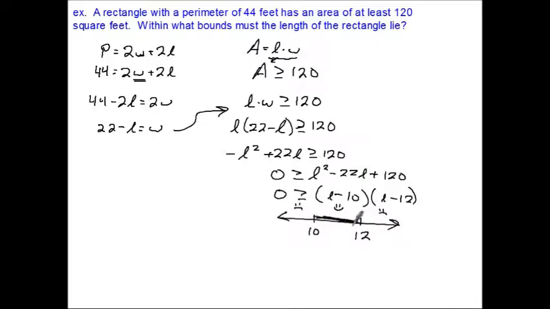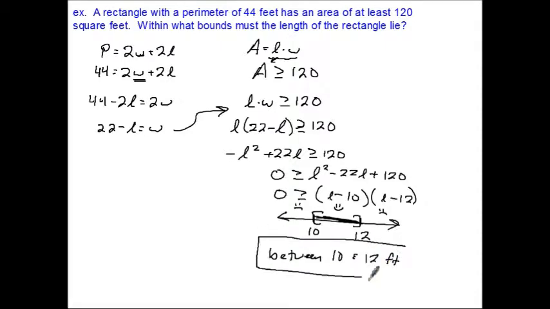Alright, so I'm looking at this, and so there's my graph version of the answer. So at what bounds must the length of the rectangle lie? It must lie between 10 and 12 feet. And we could slip in the word inclusive or something like that if we really wanted to, but there you go.